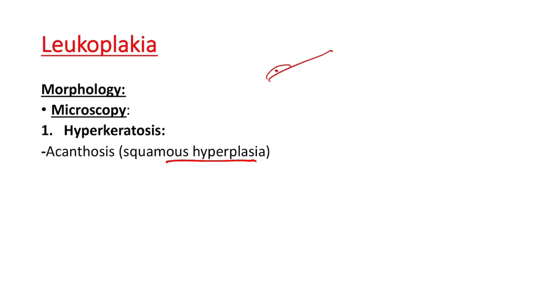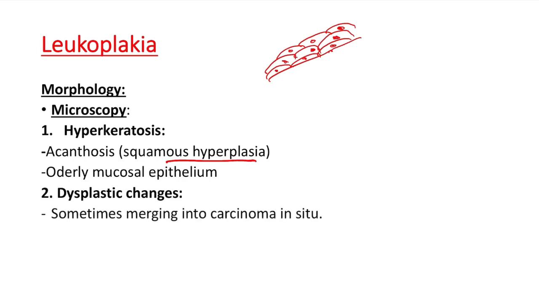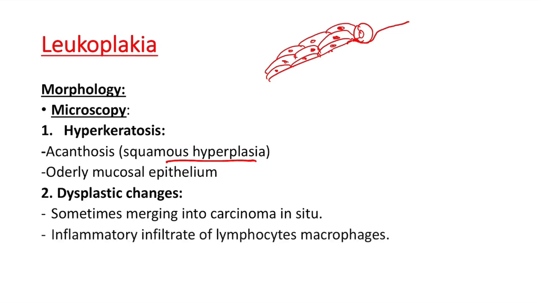Now microscopy: hyperkeratosis, acanthosis, squamous hyperplasia. Squamous cell hyperplasia is called acanthosis. Squamous cell hyperplasia means proliferation, or increased cell number or size. Disorderly mucosal epithelium and dysplastic changes, you can see, sometimes merging into carcinoma in situ. The basement membrane is intact in this case. Inflammatory infiltrate of lymphocytes and macrophages. You can see these leukocytes. Vascular dilatation.